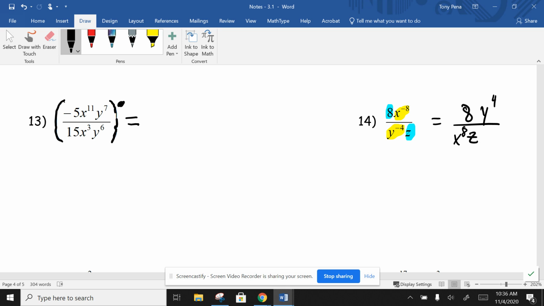Now we do have like terms, the negative 5 and the 15. We have 2 sets of x's and we have 2 y's. So just simplify the inside and then we'll deal with the 4 at the end.